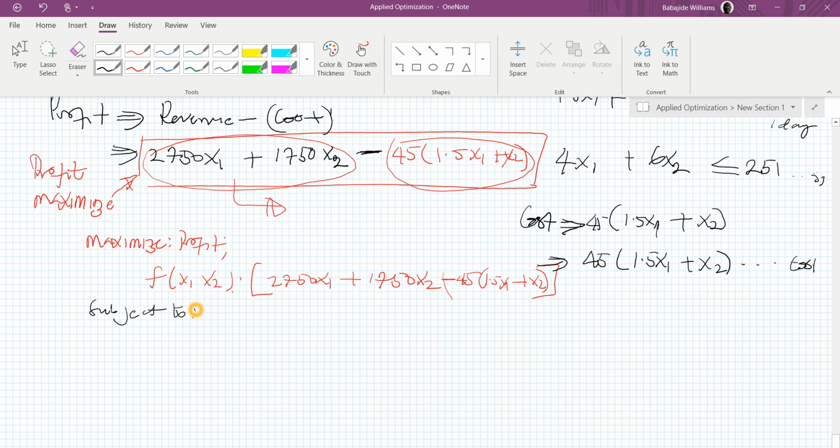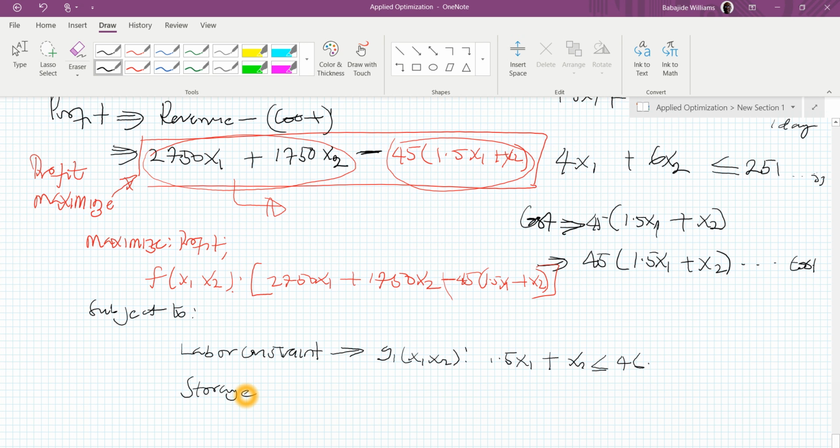Subject to the labor constraint. Remember it's an inequality constraint, a function of x1, x2. Then that is 1.5 x1 plus x2, and that must be less than or equal to 46. Then we have the storage constraint, which has to do with the, oh, I missed something out.